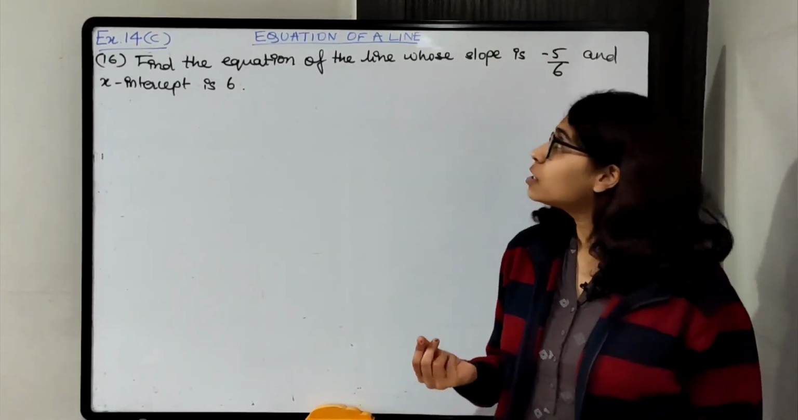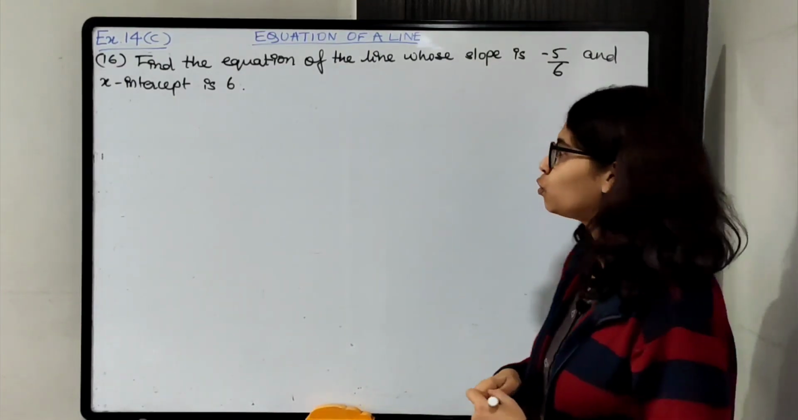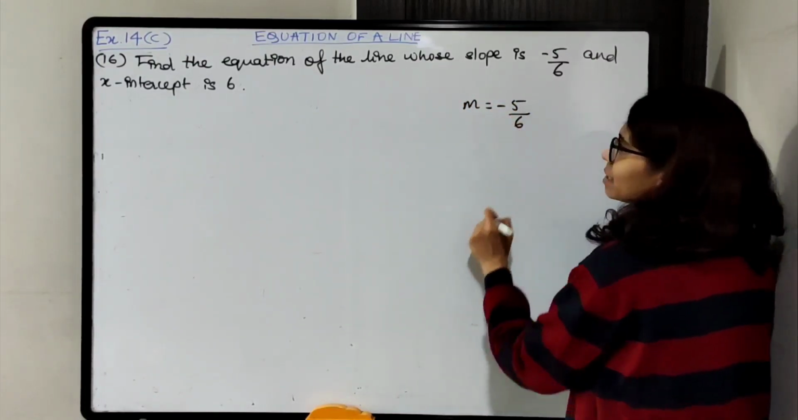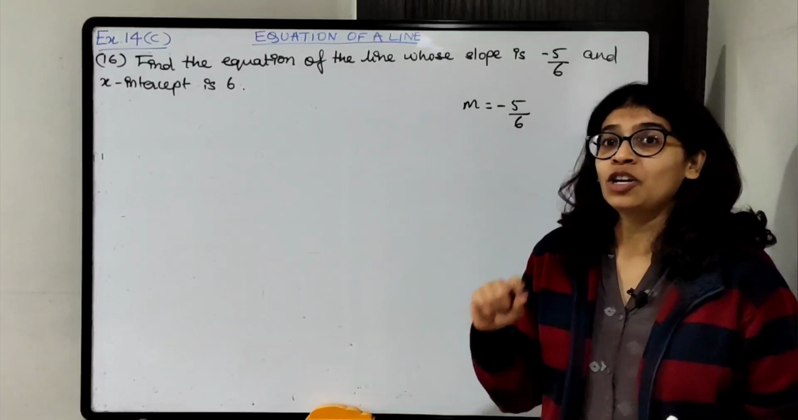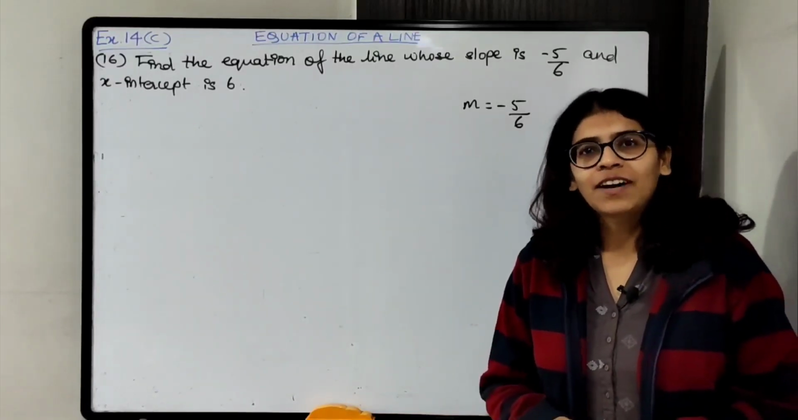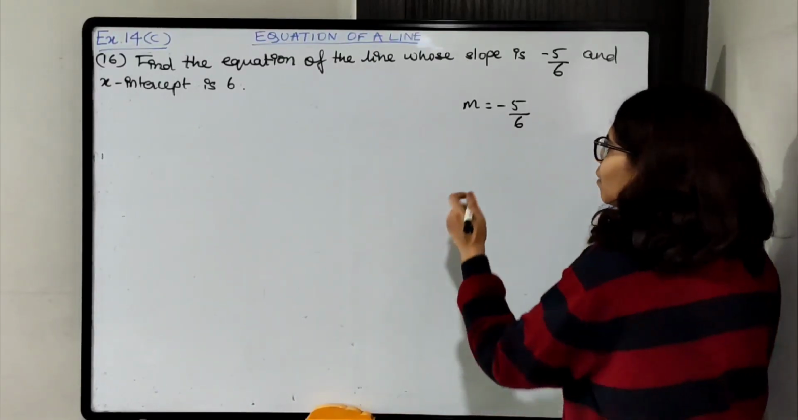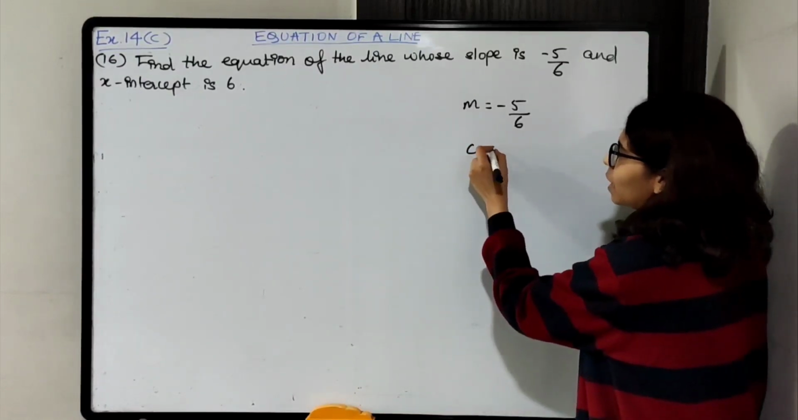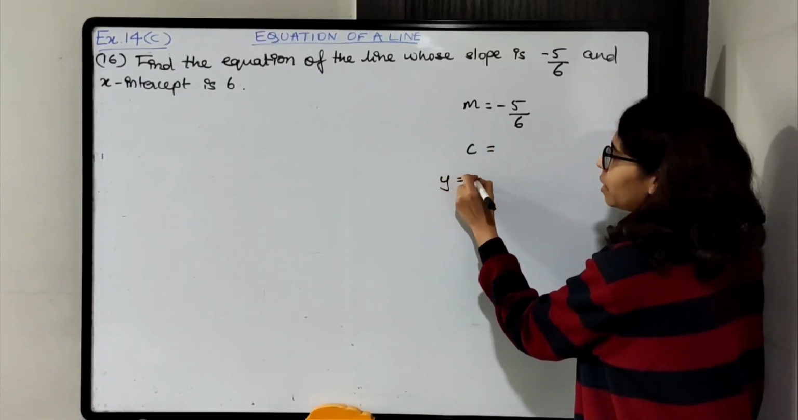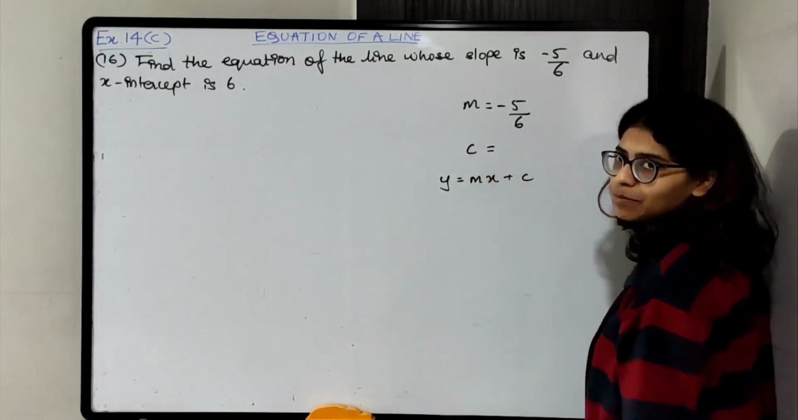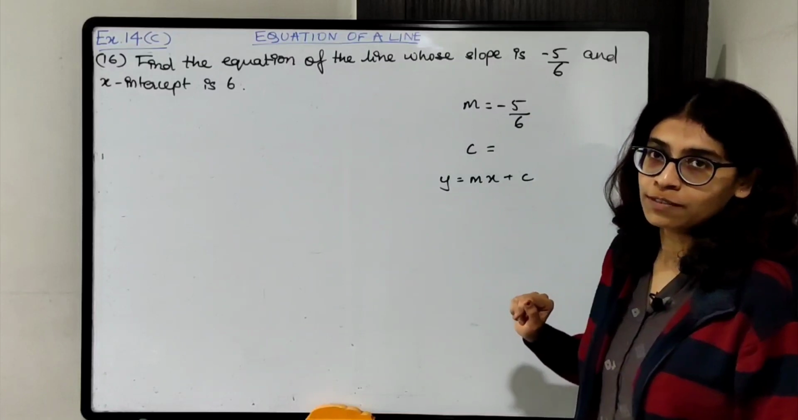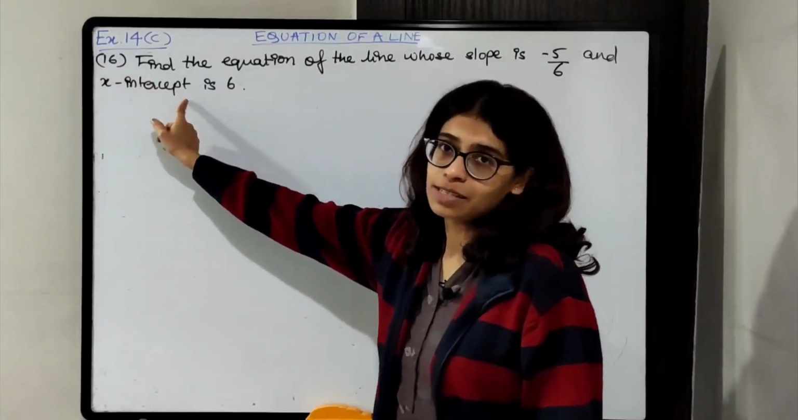You are given the slope, that is m is given to you. It is minus 5 upon 6 and x-intercept is given, not y-intercept. If y-intercept is given, then y-intercept is nothing but c. So we get the value of c and then you can use the formula y is equal to mx plus c. Okay, very easy. But over here c is not given, you are given x-intercept.